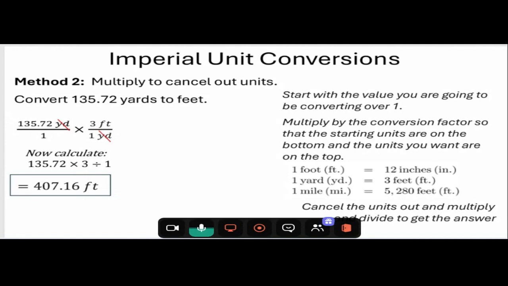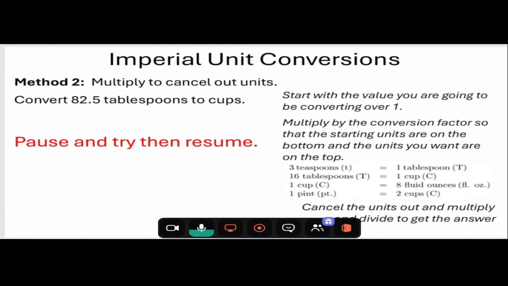So now I take this and I go 135.72 times 3. I wrote divided by 1 here, but obviously you don't need to divide by 1. There technically would be a divided by 1 there as well. That just helped us with the canceling of fractions. There is your conversion from yards to feet. Let's try another one. Give you a minute to try this on your own with the new method.